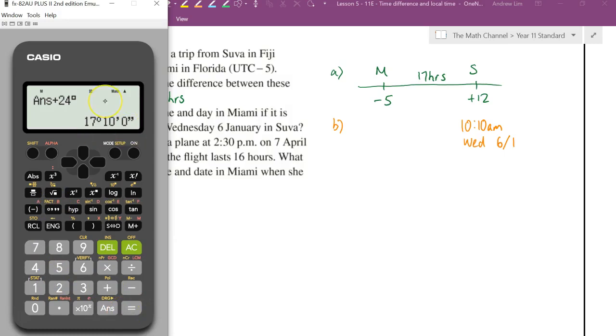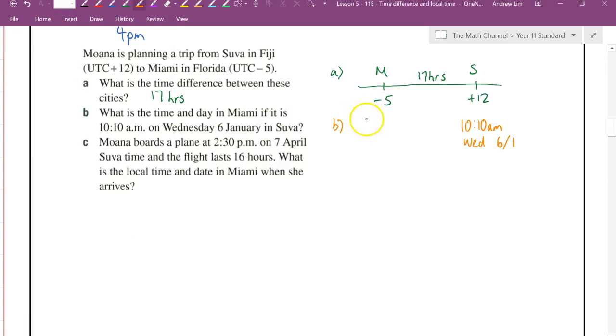Okay, because that's 24-hour time. So it'll be 5:10 p.m. the previous day. Now the previous day will be Tuesday, the 5th of January. Alright, and question C. I might just box that so that we know that's the answer.